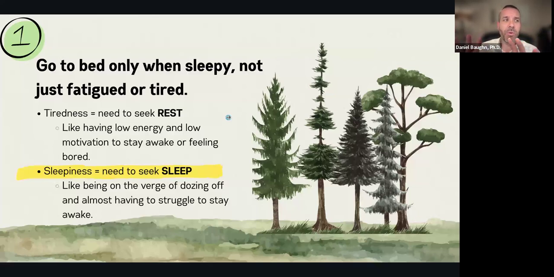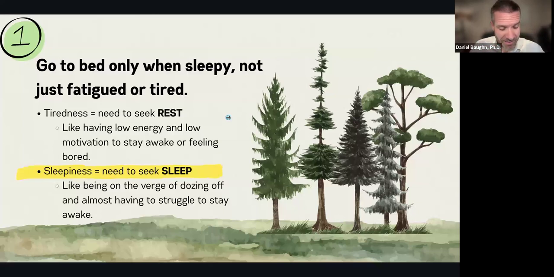And this is because for most of us, we are misunderstanding what sleepiness is. For a lot of clients who deal with insomnia, being bored, being fatigued, being exhausted, being tired, none of those things are actual sleepiness. Sleepiness is when you are on the verge of dozing off and you are struggling to stay awake.